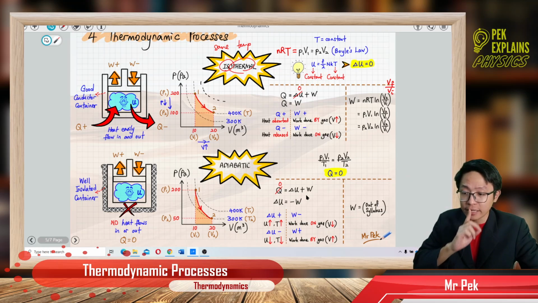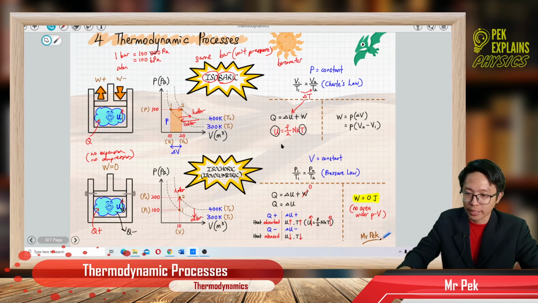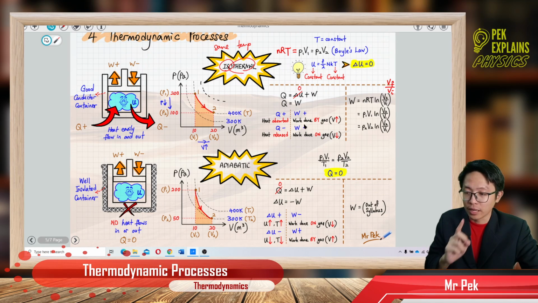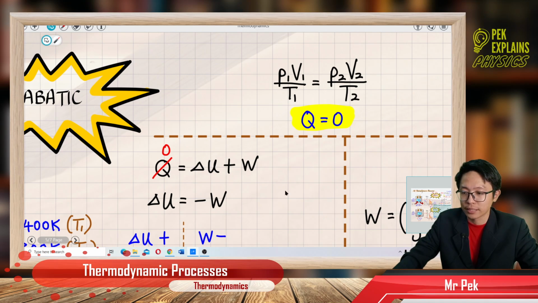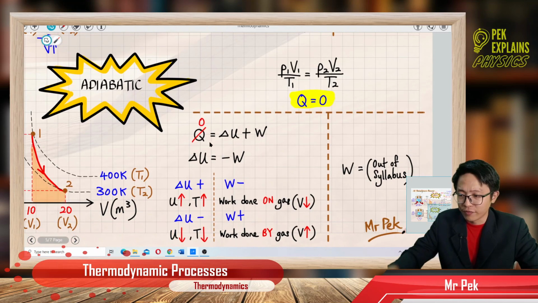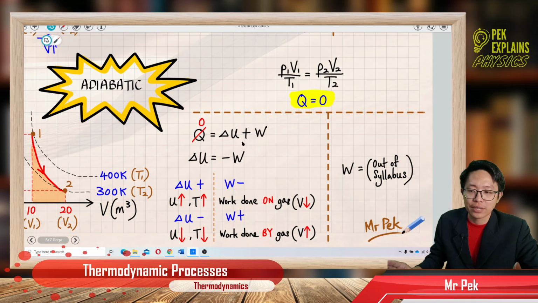Regarding the first law of thermodynamics, another important thing is, look at this one. For the isochoric process, work done is 0. For the isothermal process, delta U is 0. For the adiabatic process, Q is 0. This is our first law of thermodynamics: Q equal to delta U plus W.